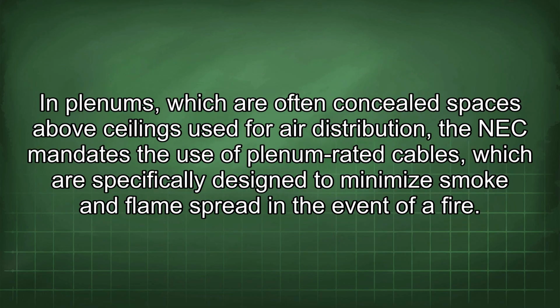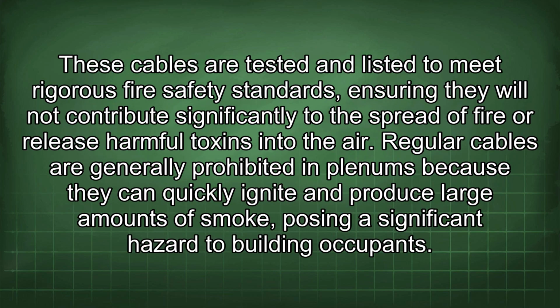In plenums, which are often concealed spaces above ceilings used for air distribution, the NEC mandates the use of plenum-rated cables, which are specifically designed to minimize smoke and flame spread in the event of a fire. These cables are tested and listed to meet rigorous fire safety standards, ensuring they will not contribute significantly to the spread of fire or release harmful toxins into the air. Regular cables are generally prohibited in plenums because they can quickly ignite and produce large amounts of smoke, posing a significant hazard to building occupants.